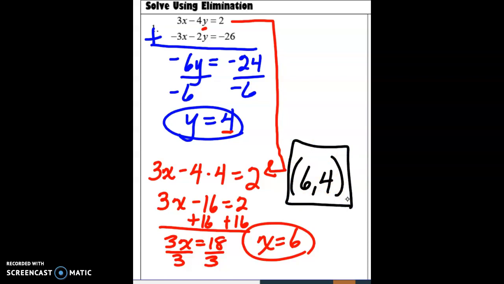That's really all there is to it. This is obviously the easiest kind of elimination problem, but that's all there is to it. And you're done.